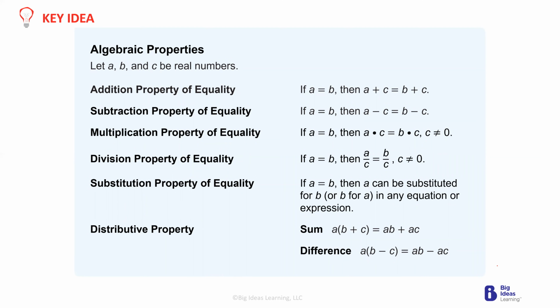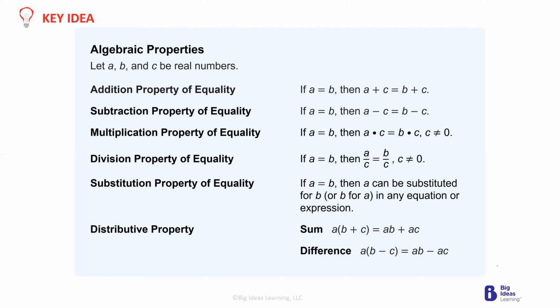The first one, addition property of equality. Again, if I have two values that are equal and I add the same thing to both sides to balance it, that's the addition property of equality. So again, we're balancing the equation by adding something to both sides. Subtraction property of equality: if A equals B, then A minus C equals B minus C. Again, we're balancing the equation by subtracting something from both sides. Multiplication property of equality, again, balancing by multiplying. Division, dividing both sides. So we're balancing an equation by dividing both sides.